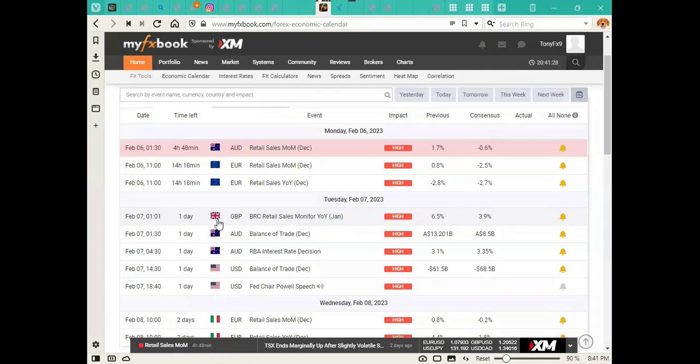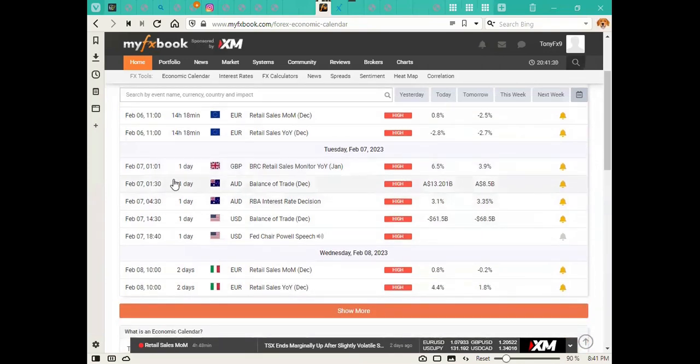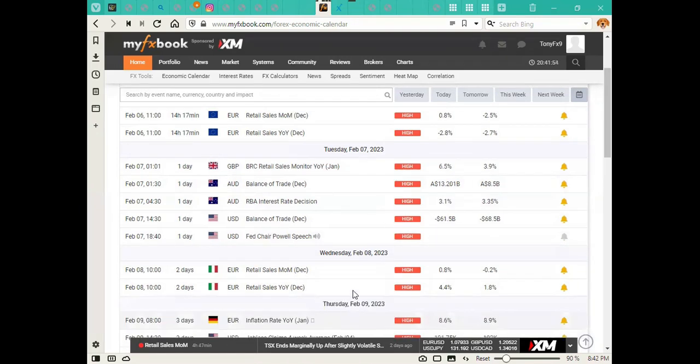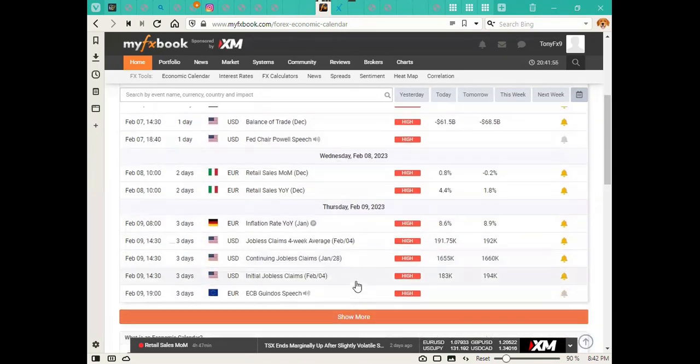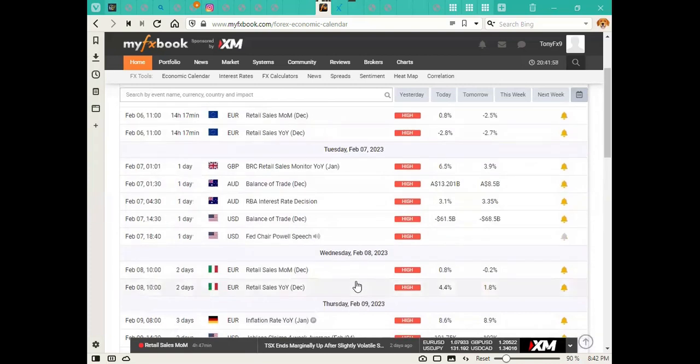So on Tuesday, GBP, I don't monitor GBP that much. Another news on AUD on Tuesday by 1:30 a.m. You could sacrifice to be awake by that time. But mainly on Tuesday by 2:30, I can see balance of trade on dollar and Powell speech. This day, Tuesday, could be a day that will push the market down. But let's not just confirm. Each day is going to handle itself.